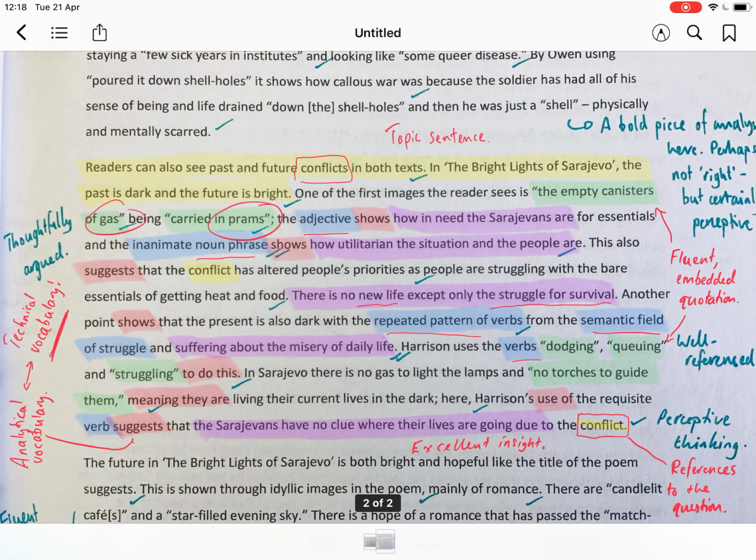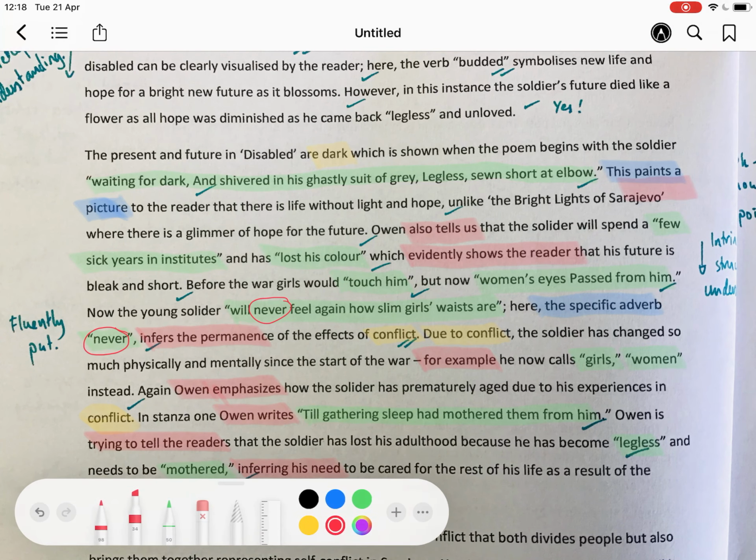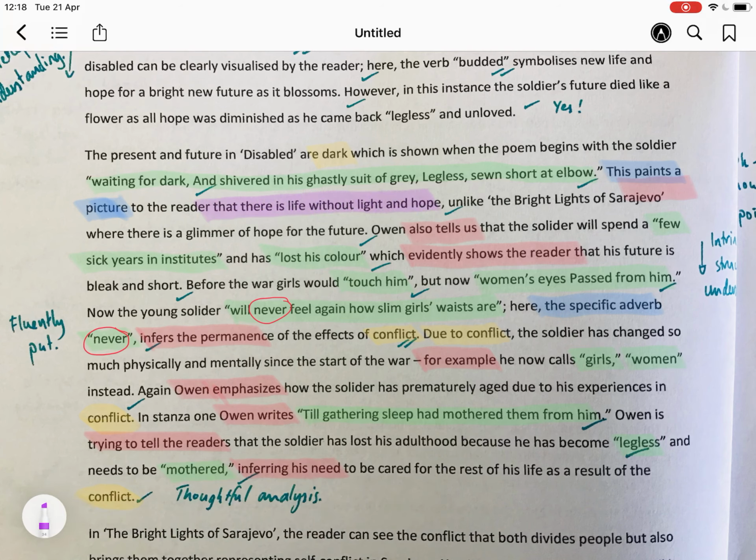And that's what we did with the next paragraph, didn't we? We used purple to pick out the actual insight. There is life without light and hope. There is a glimmer of hope for the future. Nice reference back to the other text there. His future is bleak and short. That's something that the student has come up with themselves. This bit about it inferring the permanence of the effects of conflict. Really nice idea. The soldier has changed so much physically and mentally. The soldier has prematurely aged. The soldier has lost his adulthood. He needs to be cared for the rest of his life as a result of the conflict.